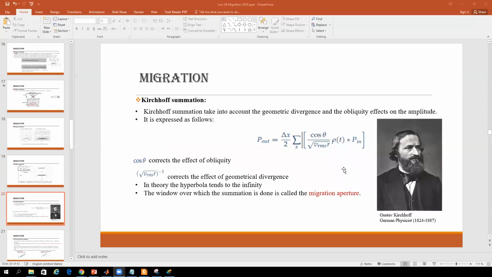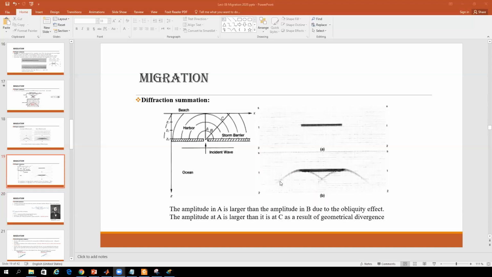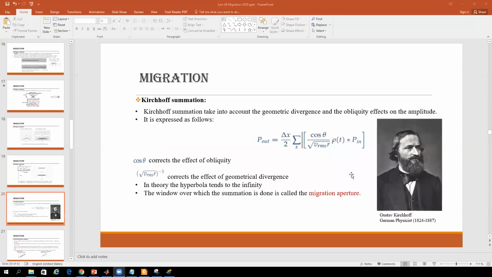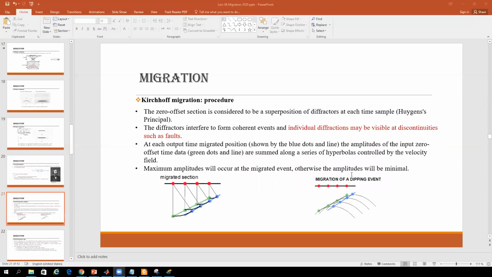And this is the migration. In the migration, we try to collapse all the diffraction curves and bring them to a point, and at this point we will have all the amplitudes which were distributed over the diffraction curve. And this is the physics, or the theory, behind the Kirchhoff migration.